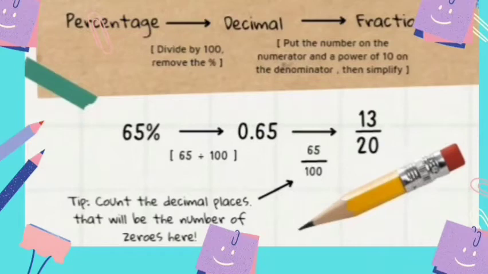So fractions, decimals, and percentages are related. They all talk about the parts of a whole. This is a tip. When you do that, count the decimal places. That will be the number of zeros, like I said. So you count decimal places, you now know what to put under. As simple as that, and reduce to the lowest term. Hope you got that.